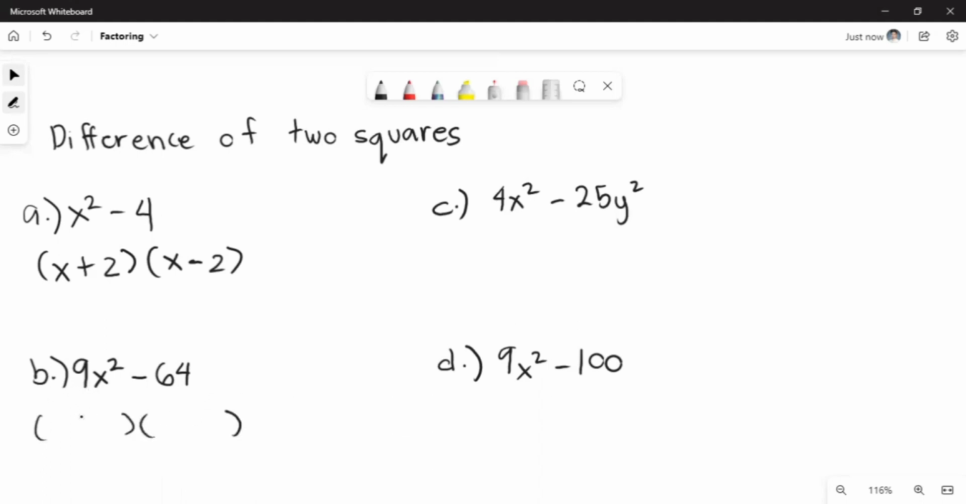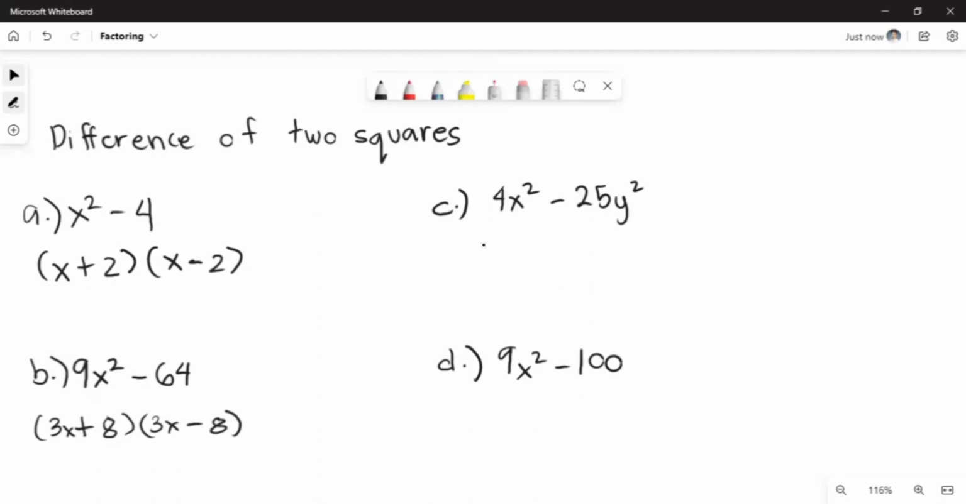Let's construct two parentheses, with two different signs, positive and negative, and we will square root the first term, which is 9x squared. The square root of 9x squared is 3x. So let's have 3x and 3x here. And the square root of 64 is 8. Therefore, the factored form of 9x squared minus 64 is 3x plus 8 times the quantity 3x minus 8.